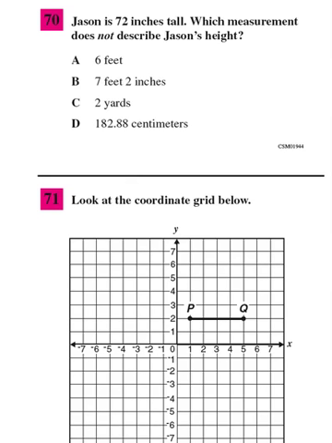Problem 70. Jason is 72 inches tall. Which measurement does not describe Jason's height? So we have that 1 foot is 12 inches. So we have right here that this is the same as 12 times 6, that's 72 inches. So this is 7 feet, so the answer is B.